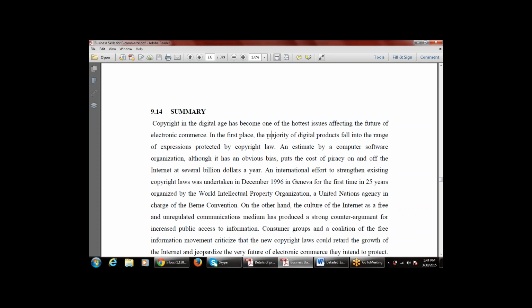In the first place, the majority of digital products fall into the range of expressions that is protected by copyright law. An estimate by a computer software organization, although obviously biased, puts the cost of piracy on and off the internet at several billion dollars.